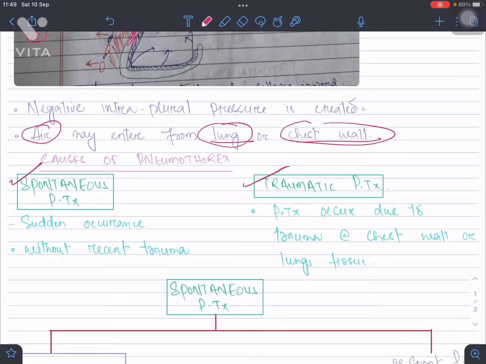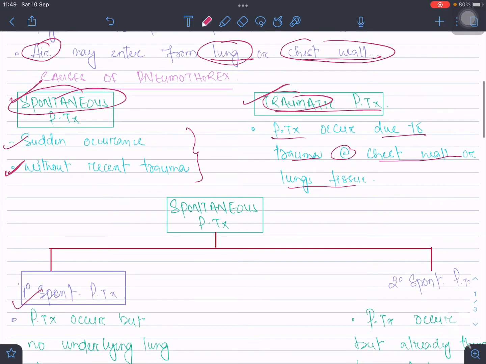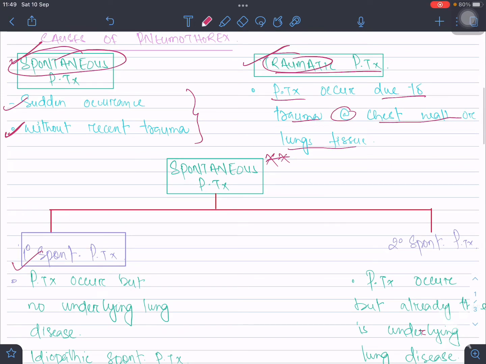First of all, spontaneous is a sudden occurrence without recent trauma. Mark this: without any recent trauma, there will be sudden occurrence of pneumothorax. That's termed spontaneous pneumothorax. In traumatic pneumothorax, from the word itself, it's clear that there is some trauma at the chest wall or lung tissues that leads to pneumothorax. In this video, we'll be talking about spontaneous pneumothorax. In the next video, we'll deal with traumatic pneumothorax. So let's jump into spontaneous pneumothorax.